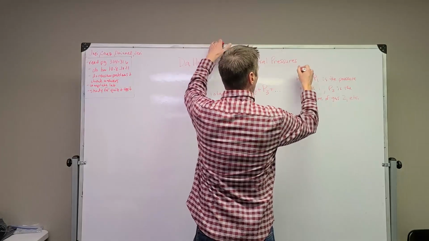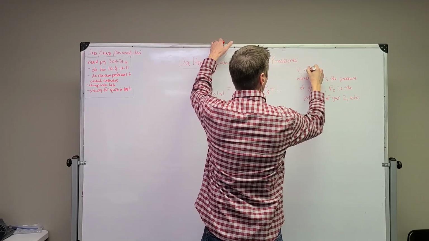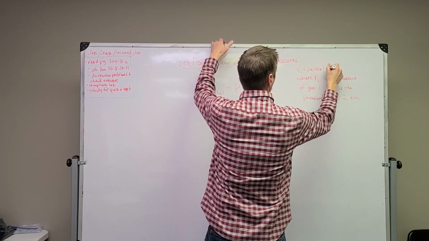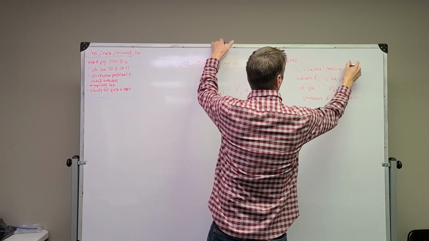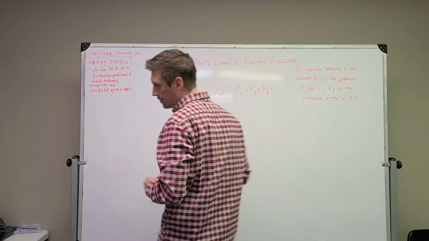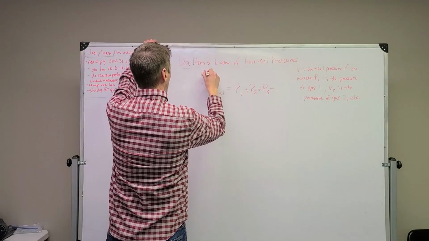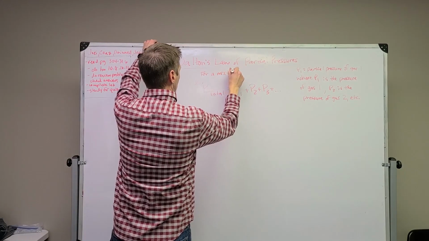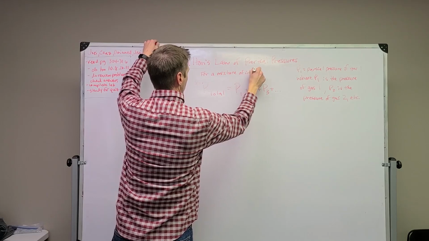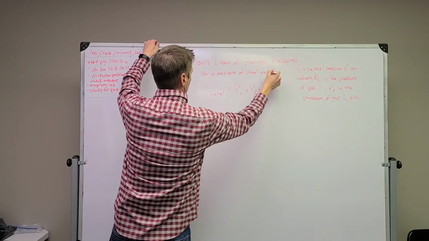So P1 equals the partial pressure, if I use that term, of gas 1. So the total pressure is the sum of the partial pressures. Let me just write this down. For a mixture of ideal gases, that's true.